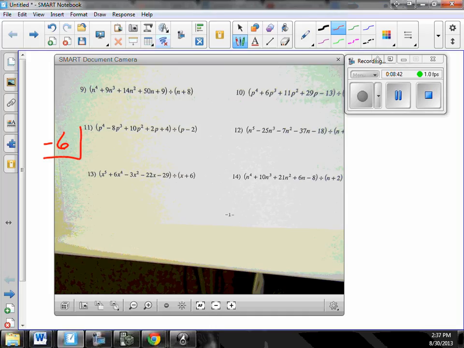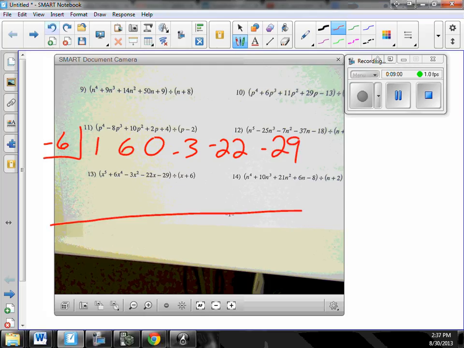And then what are my coefficients? 1, 6, and then 0 because I'm missing an x to the third right there. Negative 3, negative 22, and negative 29. So we drop the 1. If it was a 7, we'd still drop it. So the first coefficient always comes straight down.